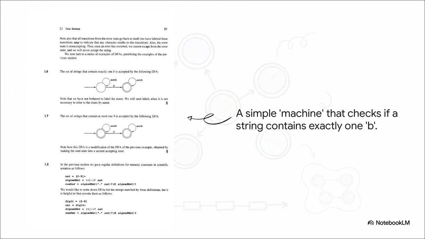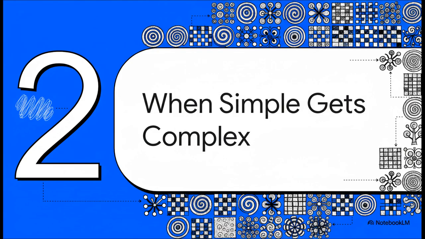But what if we see another B? Well, then we follow the next arrow to that state on the right. A trap state it can never leave. It's really just a simple flowchart for reading text. So that little machine is great for finding one simple pattern.